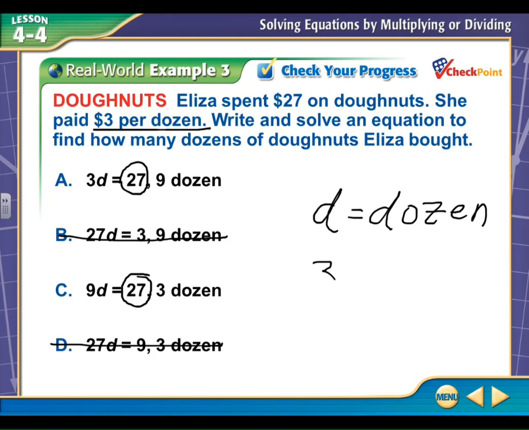So it's $3 times each dozen. Well, that would be A. So 3D equals 27. If we divide both sides by 3, 27 divided by 3 is 9. And so we know that she bought 9 dozen donuts.